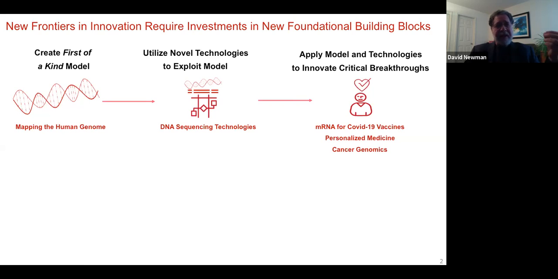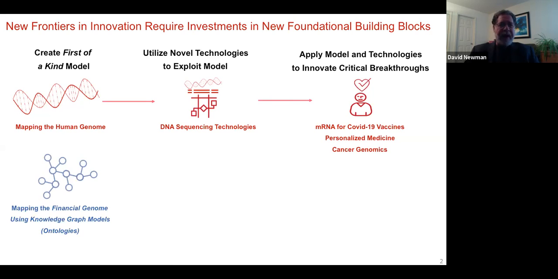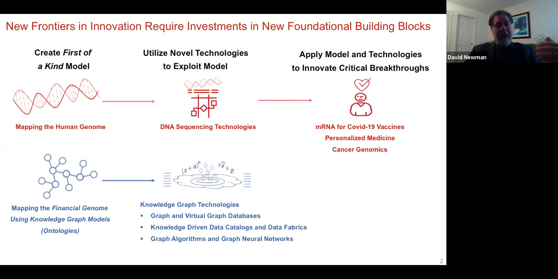medicine. Similarly, in finance, we're doing the same basic process to innovate new capabilities. In this case, we're mapping the financial genome using knowledge graph models called ontologies, and new technologies have emerged to exploit these very powerful representational models. Knowledge graph technologies focus on reintegrating the fragmented parts of data.